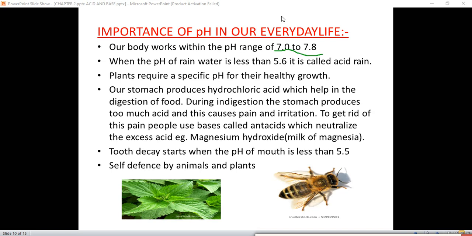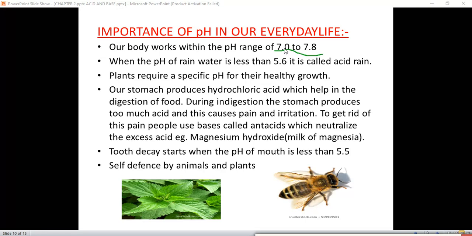When the pH of rainwater is less than 5.6, it is called acid rain. I think you all know about acid rain. It means the rainwater becomes acidic. This acid rain is very harmful and it causes damage. When acid rain flows into the river, what happens? The pH of the river water will decrease, and the survival of aquatic plants and aquatic animals like fish becomes difficult. Acid rain is very dangerous for aquatic plants and animals.